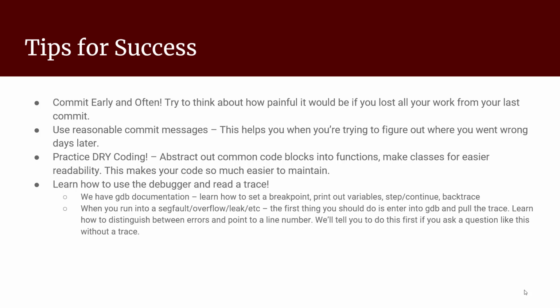You should also use reasonable commit messages. This helps when you are trying to debug an issue that was committed in the past, and you're trying to figure out where that issue was introduced. If you have reasonable commit messages, it helps figure out what went wrong. Practice DRY coding, so abstract code blocks away into functions. You've heard this before. It makes it easier to manage your code and makes your code more readable. Also make classes. Again, it helps readability and makes it easier to maintain.